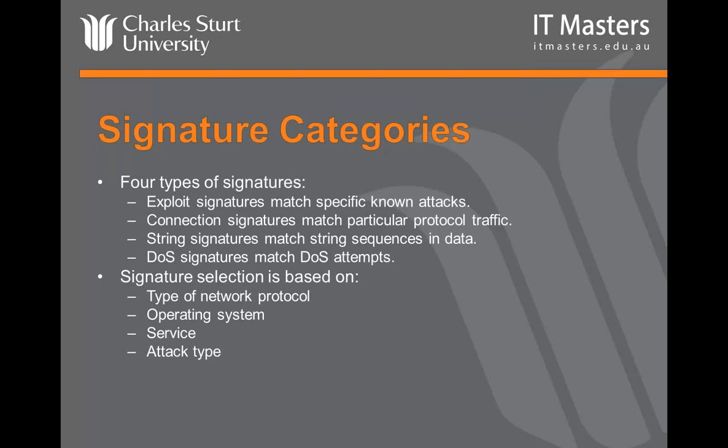Then there are connection signatures. They generate an alarm based on the conformity and validity of the network connections and the protocols, so that one's pretty straightforward. String signatures support regular expression pattern matching and have alarm functionality built in. And denial of service signatures contain behavior descriptions that are considered characteristic of specific denial of service attacks.